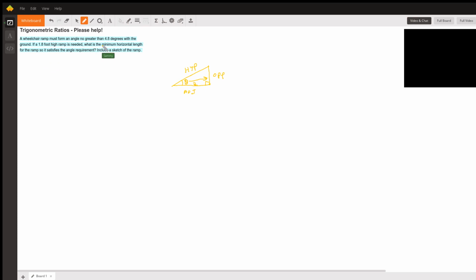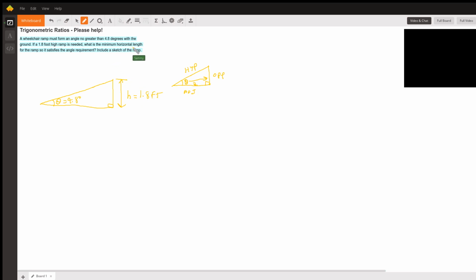Let's go ahead and do a sketch for this problem. We have the ground, which is just a horizontal line, and the angle can be no greater than 4.8 degrees with the ground. So we just have an angle like this, we'll call it theta, and it's equal to 4.8 degrees. It's going to be a right triangle, and the height, we'll say H, is equal to 1.8 feet.